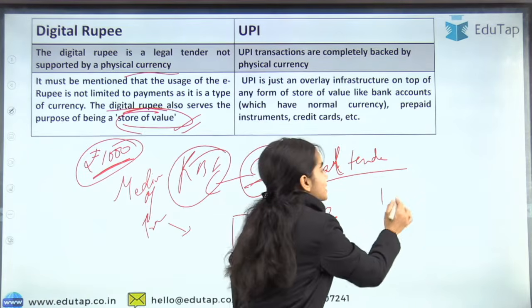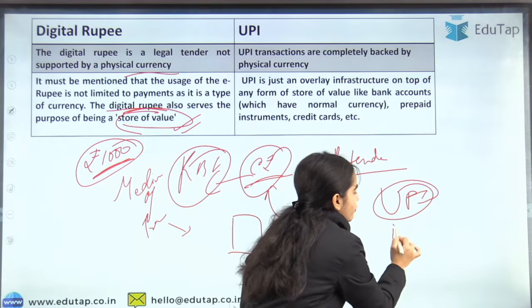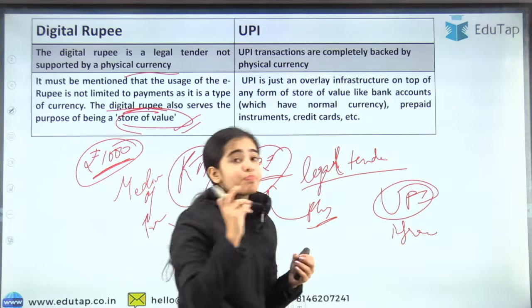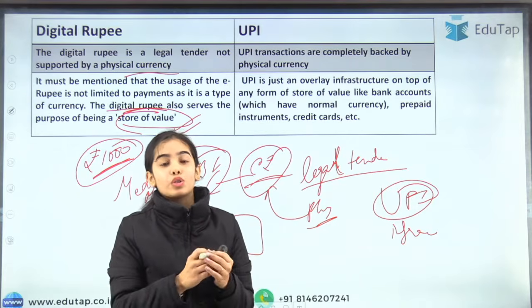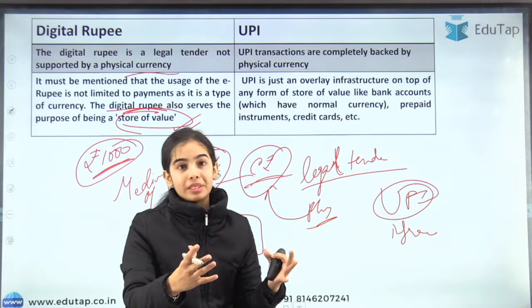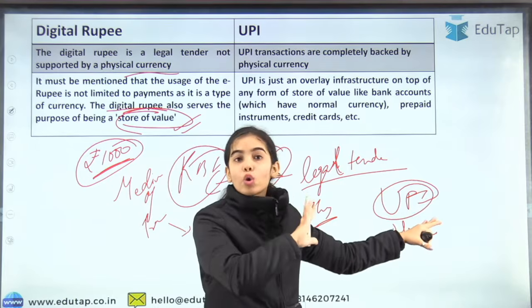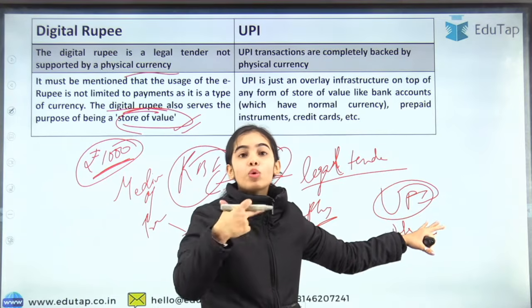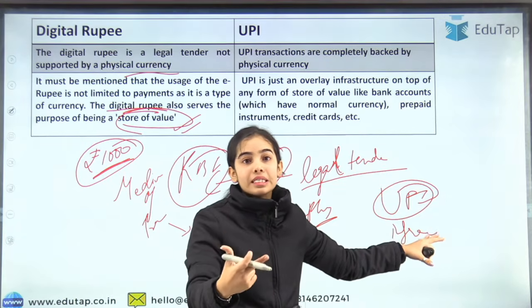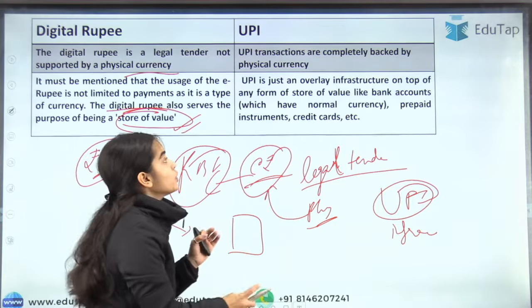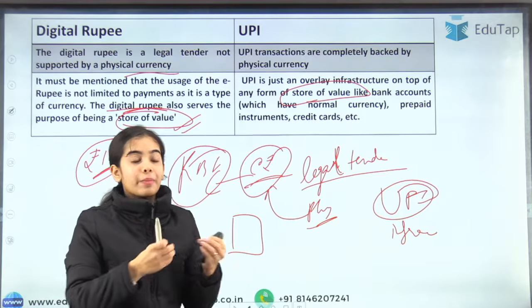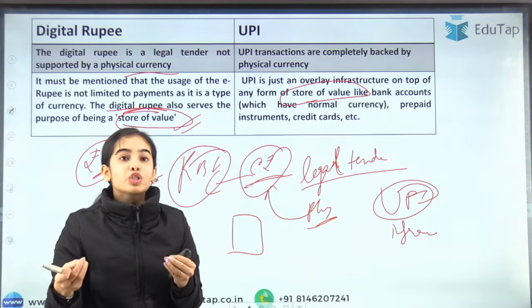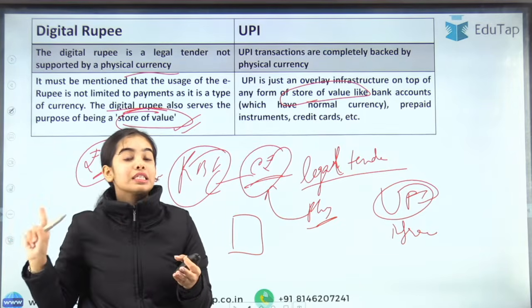The UPI is an infrastructure. It is an infrastructure that is backed by the physical currency. Now it can be backed by the digital currency also. It is backed by different instruments. So it itself does not have any store of value. It is only providing us the transaction facility. The instruments that it carries, the debit card, the credit card, they might have the store of value because they are backed by the physical currency.